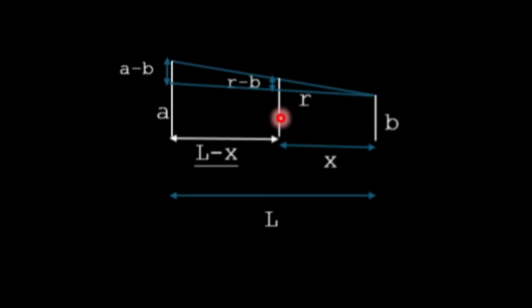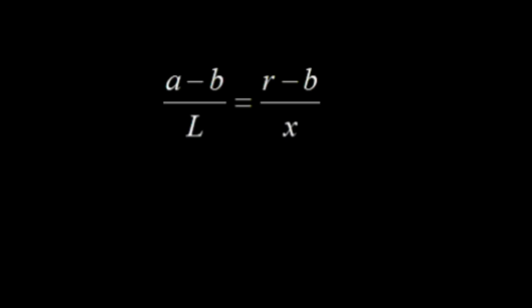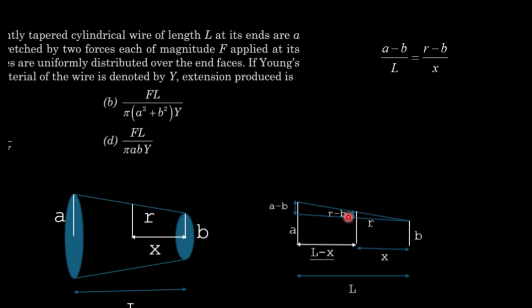So this has two similar triangles in it. One is the larger one, and the smaller one, the yellow one. So using the property of similar triangles, we have this expression: A minus B over L is equal to R minus B over x. This is obvious. This total distance is R while this distance is B, so this small distance here in the triangle is R minus B. Similarly here it is A minus B. Okay, so from this we get the expression for R.